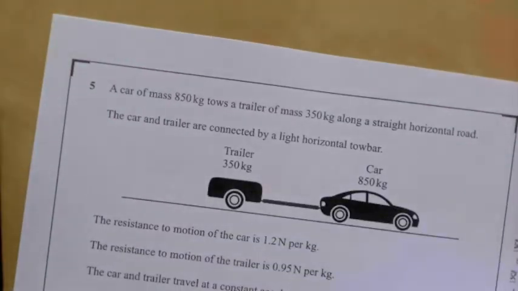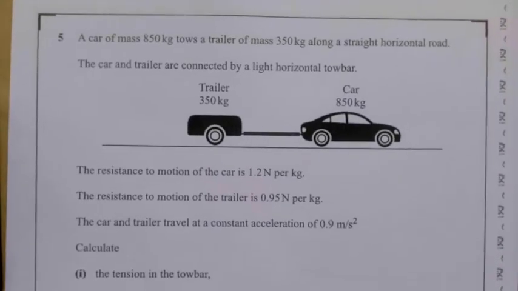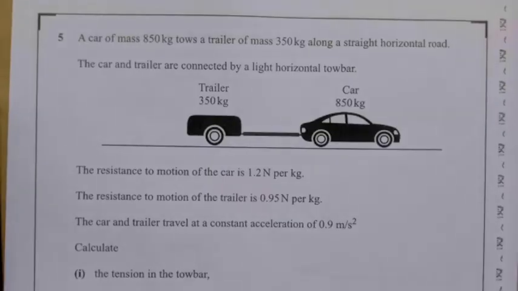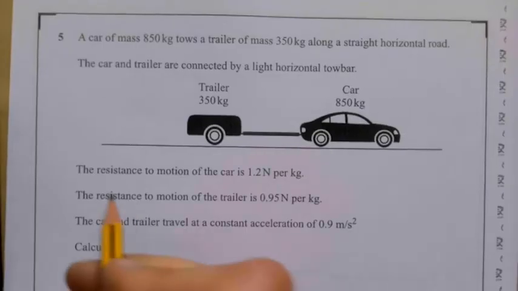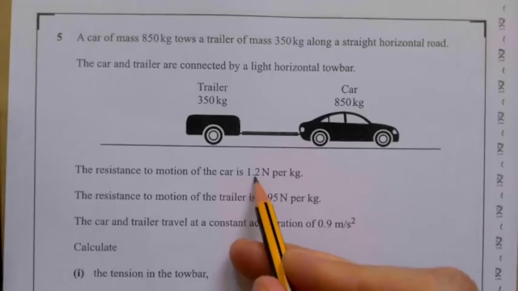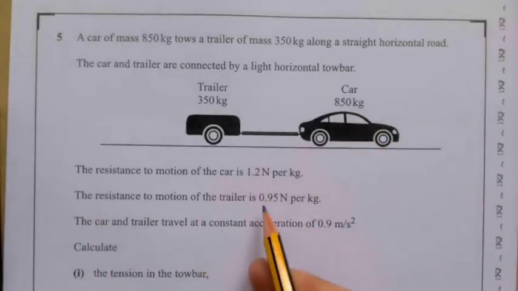Question 5 then. A car of mass 850 kilograms tows a trailer of mass 350 kilograms along a straight horizontal road. The car and the trailer are connected by a light horizontal tow bar. The resistance to motion of the car is 1.2 newtons per kilogram, so it'll be 1.2 times 850. Resistance to motion of the trailer is 0.95 newtons per kilogram. The car and the trailer travel with a constant acceleration of 0.9. Calculate the tension in the tow bar.